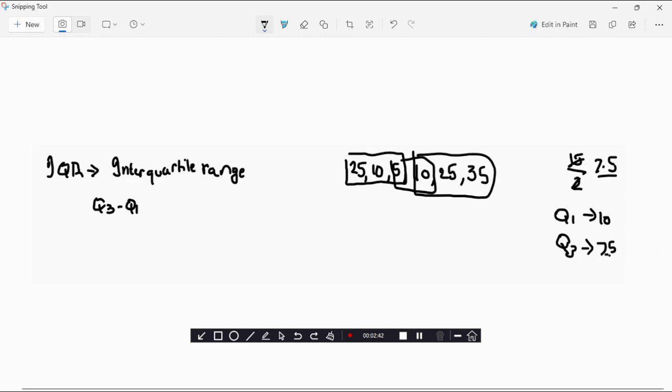Now that you have your Q3 and Q1, you will simply subtract. So 25 minus 10 comes around 15. This will be your IQR.